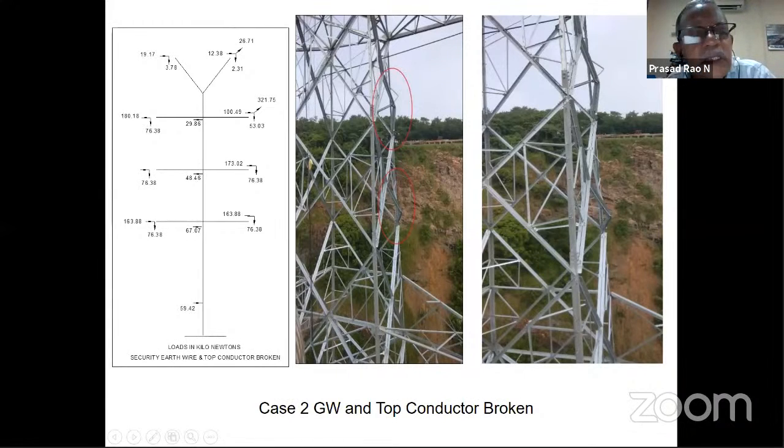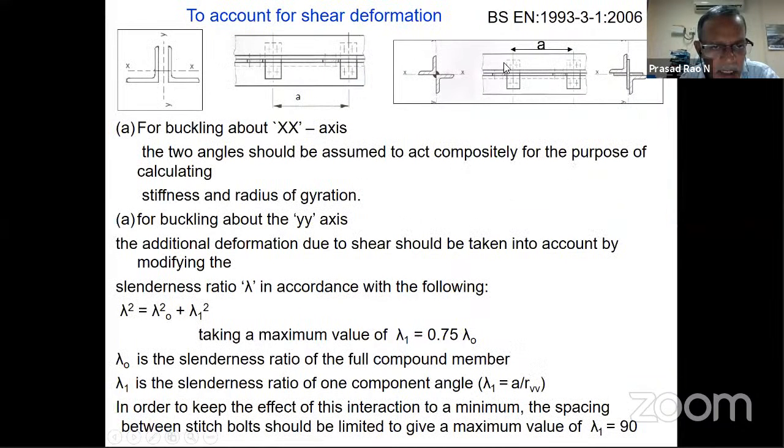Here the problem is with what we call a compound member. It's a combination of two members connected together with stitch bolts at intermediate points, with battens or a plate connected with bolts. Here is a stitch plate connected with a bolt at every distance A. It depends on the L/R of the individual member and the L/R of the overall member.